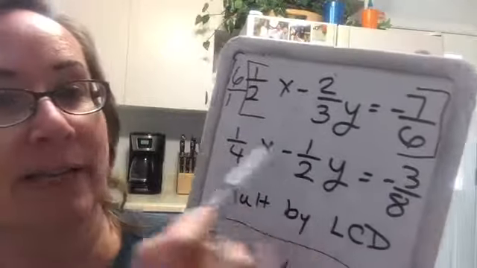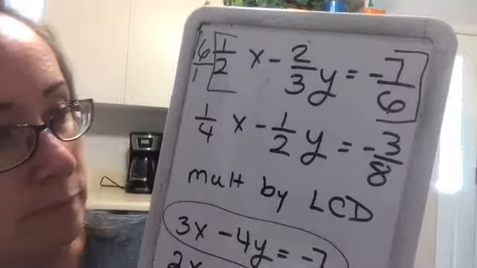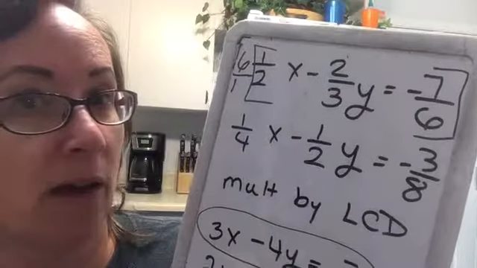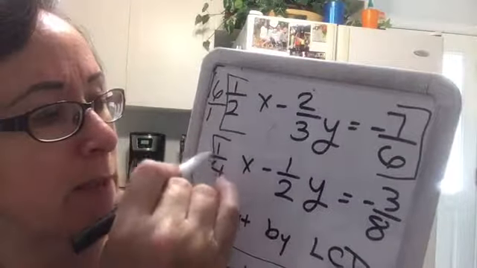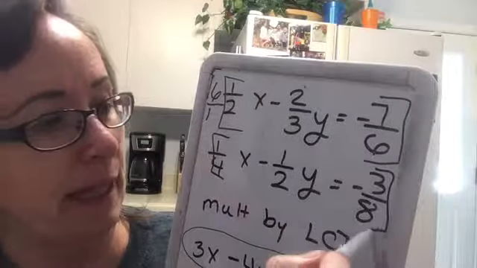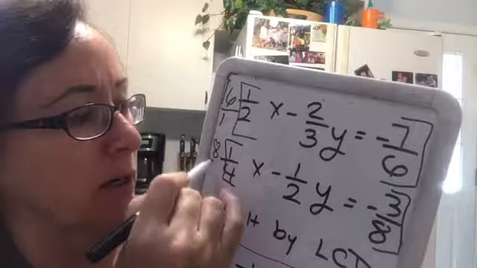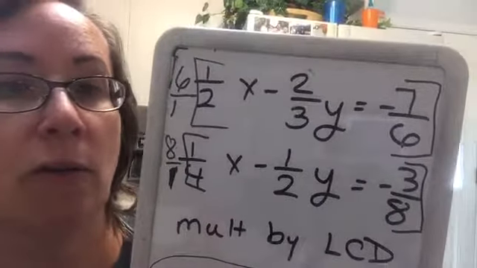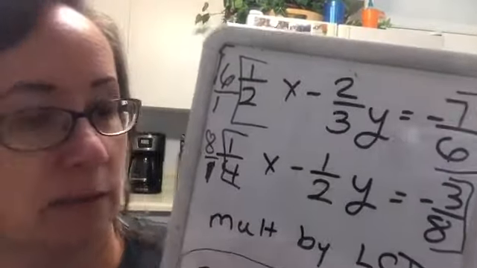So now I'm going to go down here to this second equation. I'm going to clean that thing up. Okay? 4, 2, and 8 all go into 8. So I'm going to multiply this whole thing by 8 over 1. Okay? 8 over 1, or 8, all the way across.